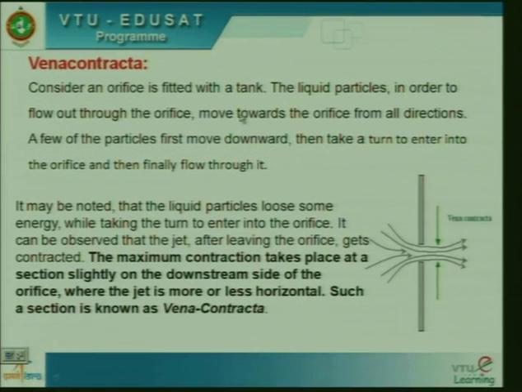Consider an orifice fitted to a tank. The liquid particles, in order to flow out through the orifice, move towards the orifice. Remember, this is the tank. Assuming this is a big tank, you have fluid up to this level. The moment you provide this orifice, the fluid particles start moving towards it. That is what I mentioned in the first paragraph. A few of the particles first move downwards, then take a turn to enter into the orifice and finally flow through it. What do you mean by that?